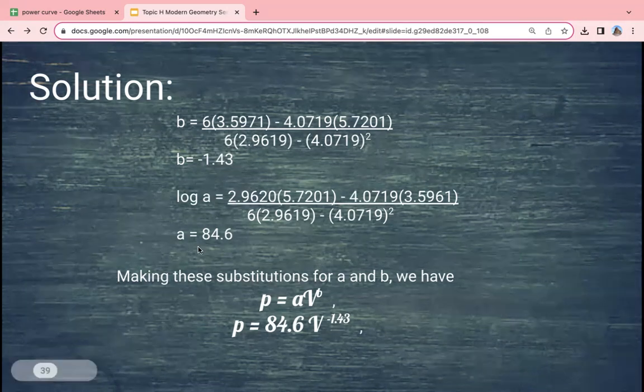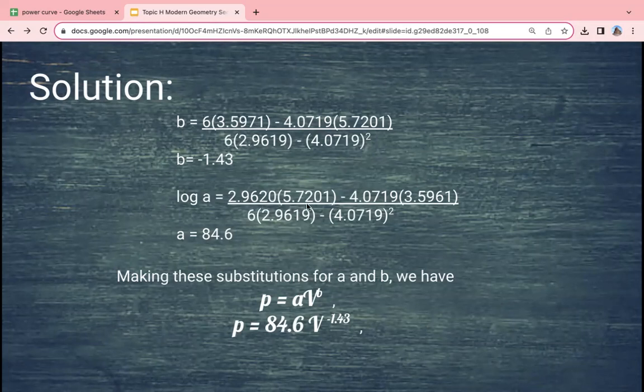Let's now get the value of a. So we have log of a is equal to 2.9620 times 5.7201 minus 4.0719 times 3.5961 all over 6 times 2.9619 minus the square of 4.0719. So making this substitution for a and b, we now have p is equal to a times v to the power of b, or we can have 84.6 v to the power of negative 1.43.